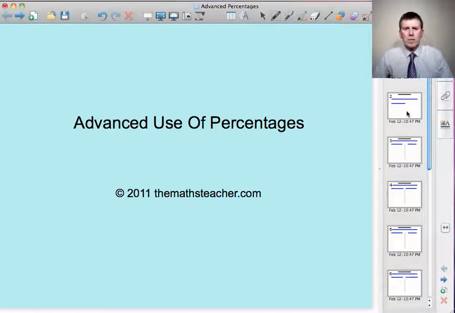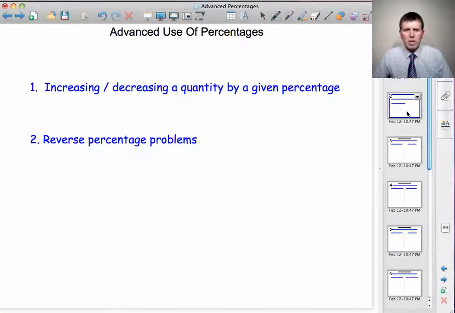Hello and welcome to a lesson on the advanced use of percentages. This lesson follows on from the lesson called A Basic Use of Percentages, but what we do in this lesson is for higher tier GCSE. We'll look at two aspects of percentages.